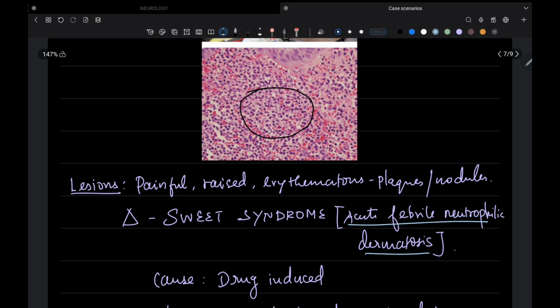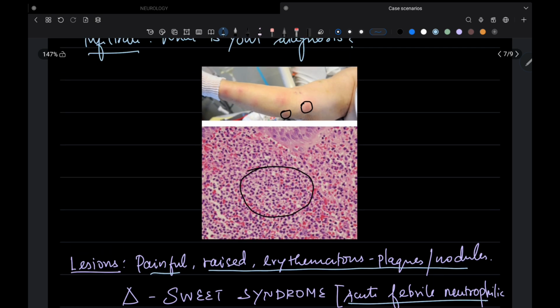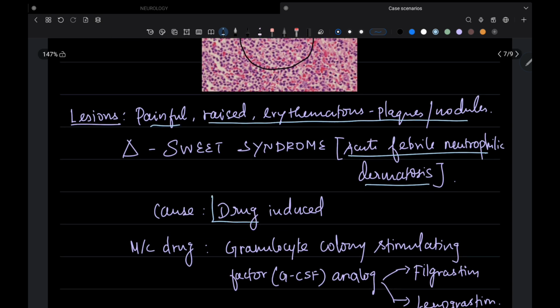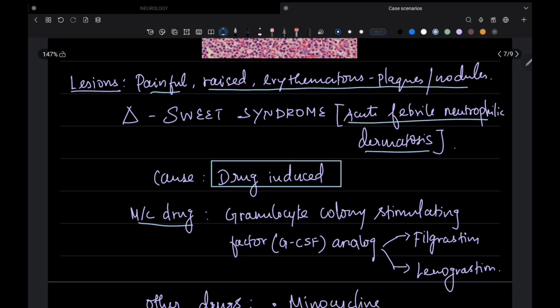So the lesions will be painful raised erythematous plaques or nodules, as we see in this case. There are some erythematous plaques here, which is more than 1 centimeter in size. And the most common cause would be drug-induced cause. So the most common drug which causes Sweet syndrome, that is acute febrile neutrophilic dermatosis, is granulocyte colony stimulating factor analogs, G-CSF analogs, like filgrastim and lenograstim.